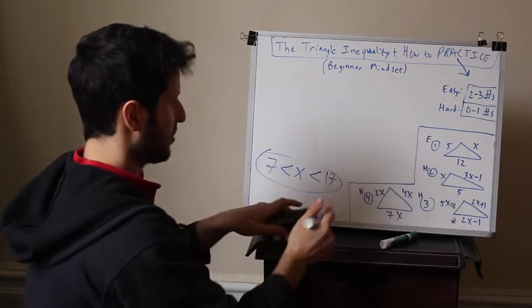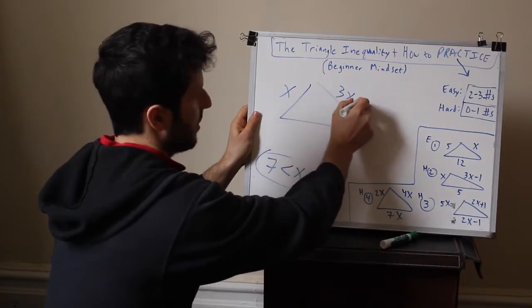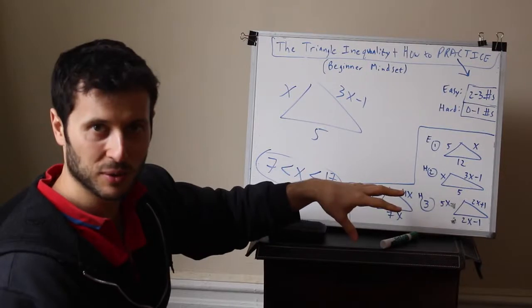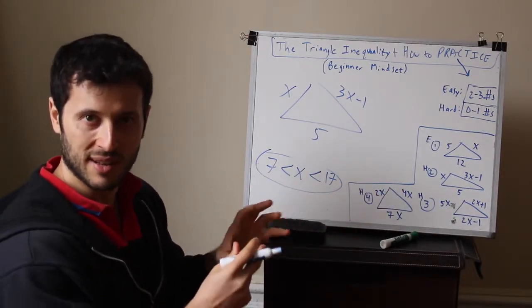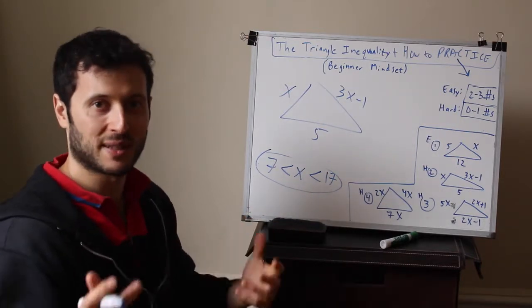So let's do number 2. So x, 3x minus 1, 5. Let me pause here for a second. As we do these, just know I'm doing these just so you can get some good practice right now and see how this is done. But I want you to be able to practice this on your own.